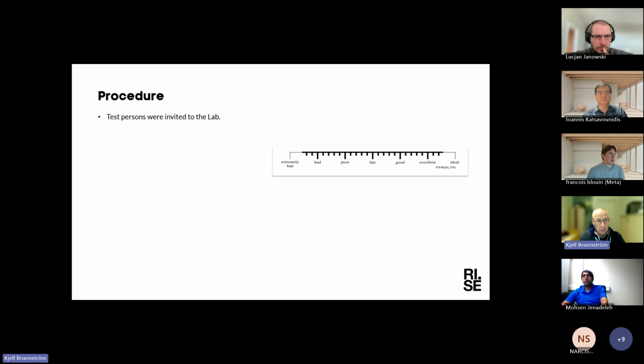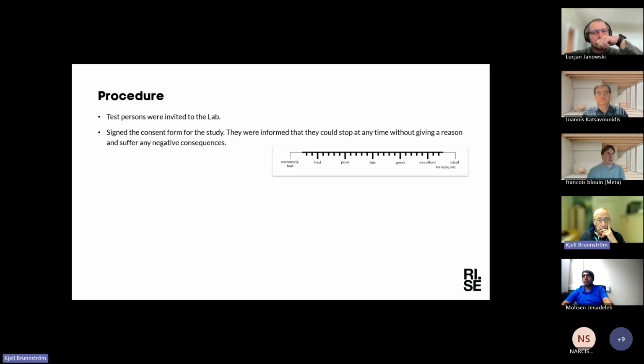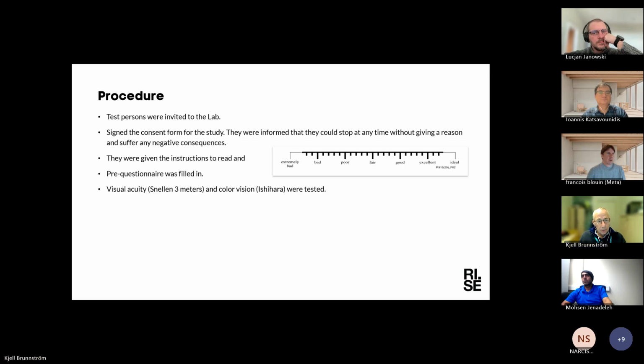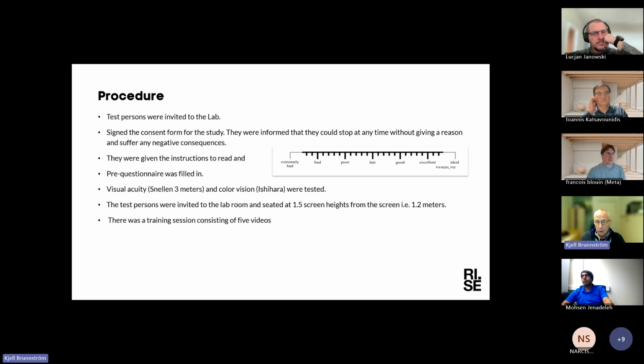And the procedure was, as in a classic video quality experiment, we invited test persons to the lab. They signed a consent form, and they were informed that they could stop at any time without giving a reason and without suffering any negative consequences. They were given the instructions to read, and we had a pre-questionnaire that was filled in. We tested the visual acuity and color vision. The test persons were invited to the test room, seated 1.5 H, so 1.5 times screen height, from the screen. That was about 1.2 meters. We presented on a 60-inch OLED TV display.